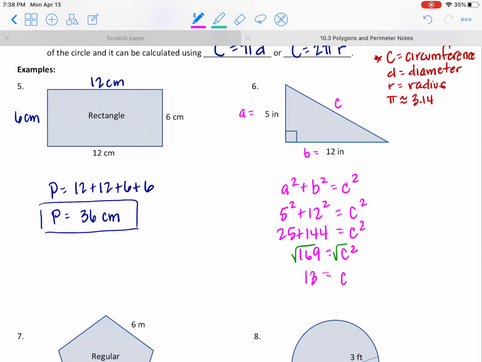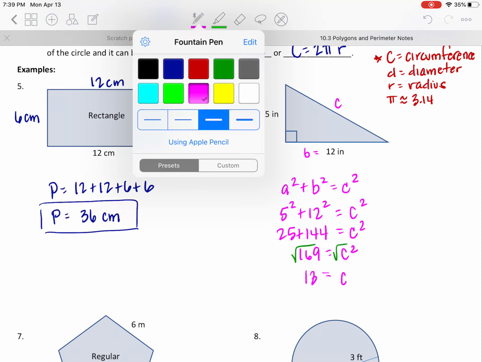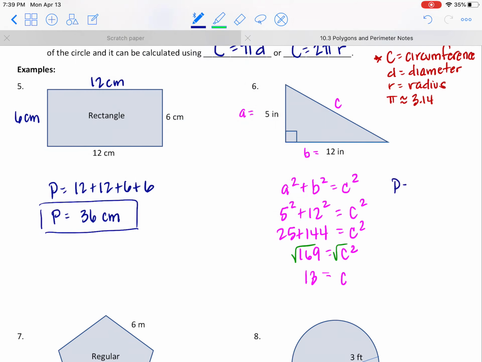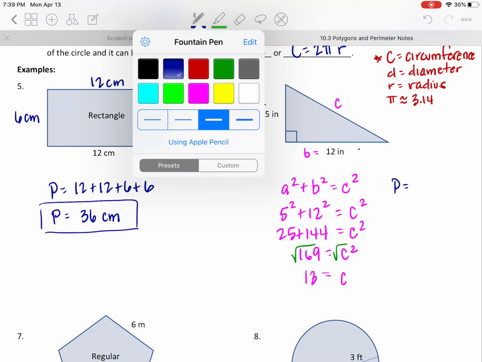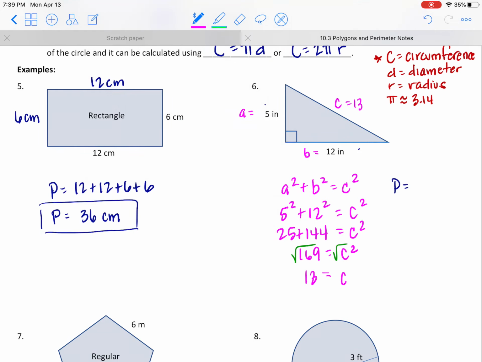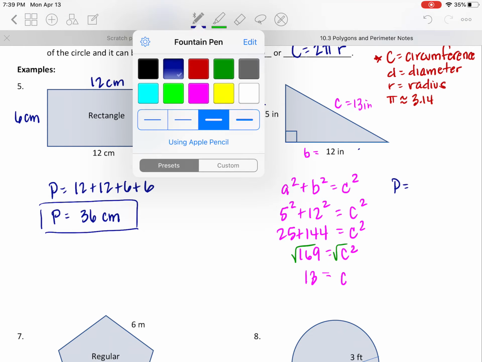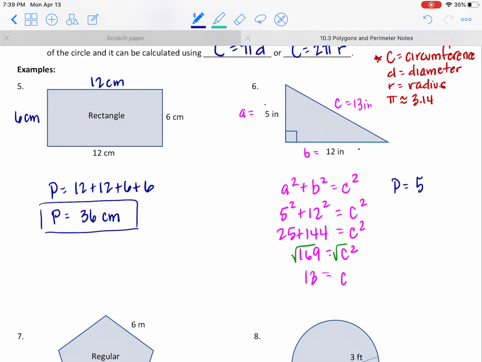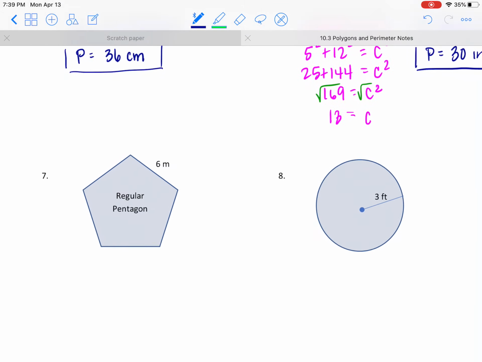So C equals 13. Now, that wasn't the goal of this problem. The goal was to find the perimeter, but now we can do that. So the perimeter says add up all the sides. So we've got a 12, a 5, and now the third side is, we said, 13 inches. So our perimeter is going to be 5 plus 12 plus 13. And that's 17 plus 13, which is 30. So 30 inches for that perimeter.